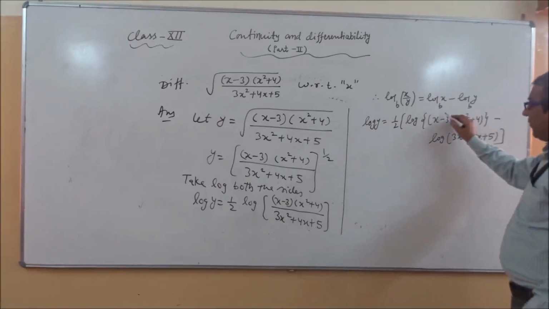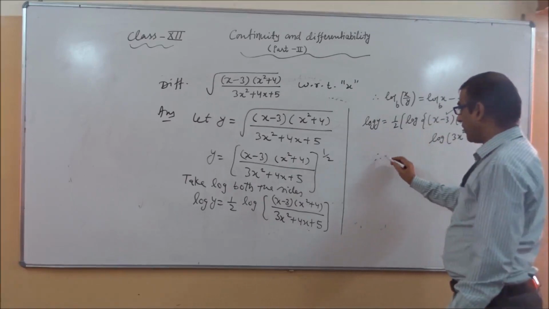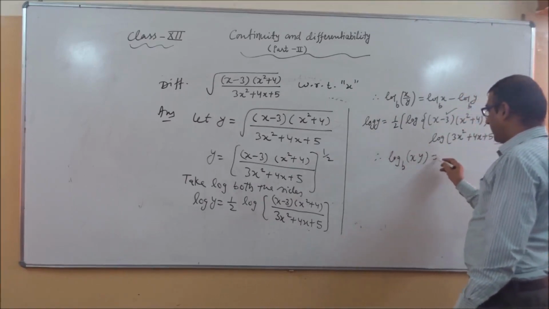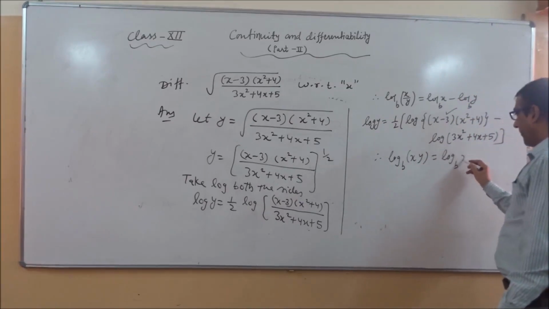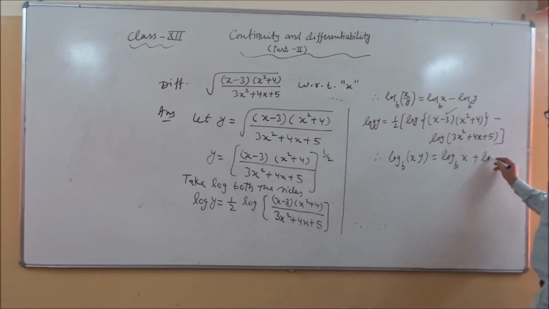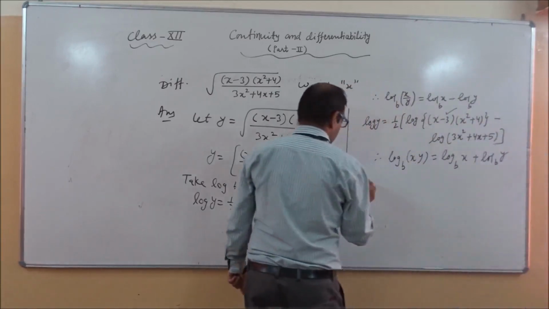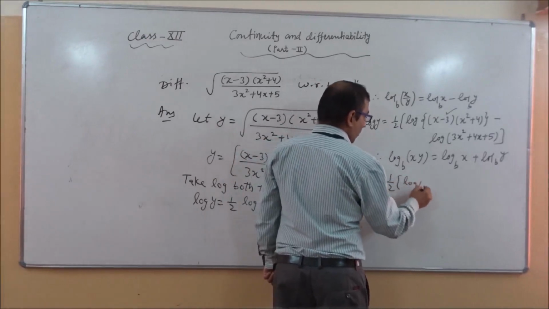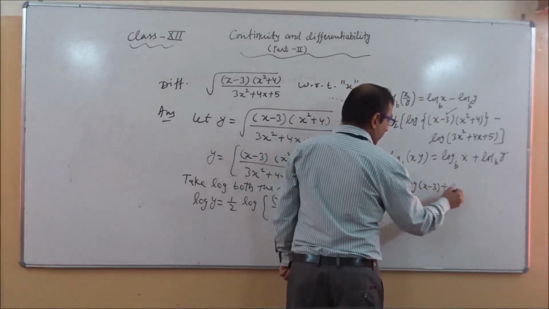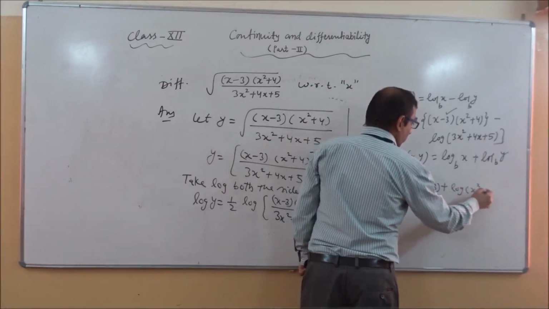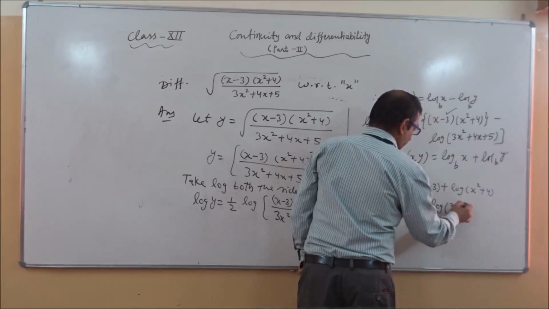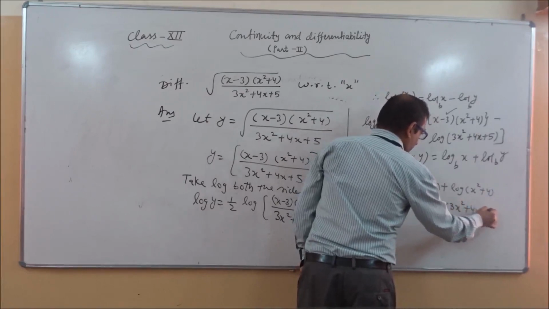Now again we will use one more property of logarithm. Log of x times y can be written as log x plus log y, so that we can say log y equals half of log x minus 3 plus log x square plus 4 minus log 3x square plus 4x plus 5.